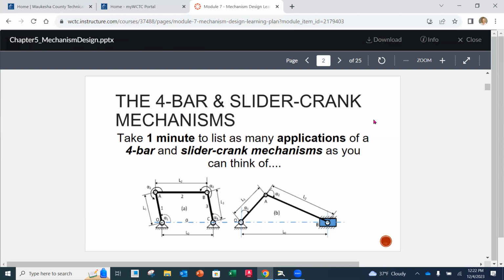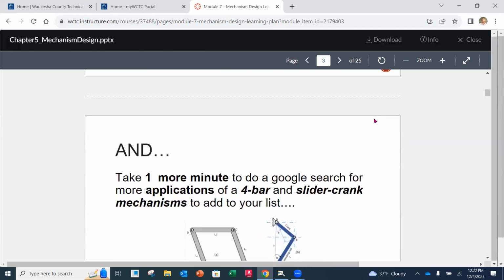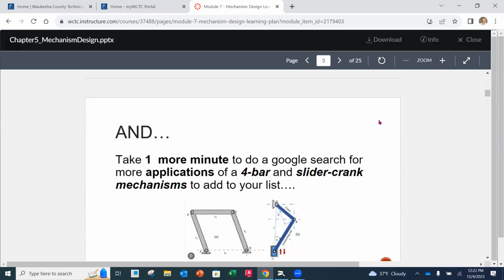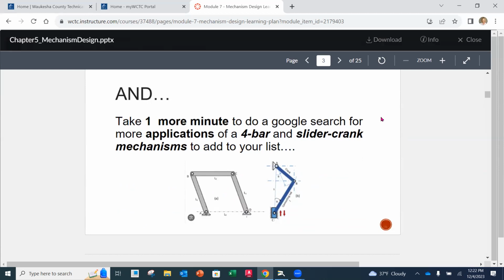Okay, so that's a minute. Let's go to our next slide here. I want you to take 1 more minute. I want you to do a quick Google search of more applications of 4-bar mechanisms and slider crank mechanisms to add to your list. Whether that's on the computer or on your phone, 1 more minute, let's expand our list and find more applications.